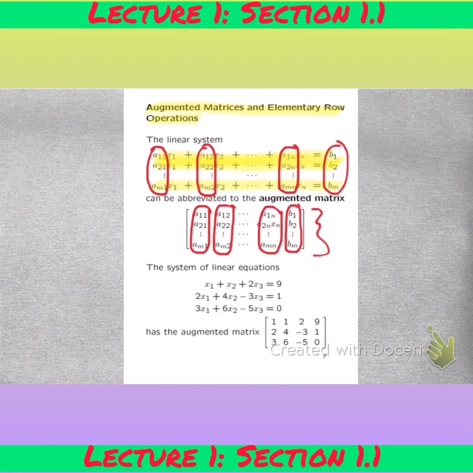Just as an example, here you've got the linear system, three equations, three unknowns. That part there is my final column, and 1, 2, 3 is that section there.